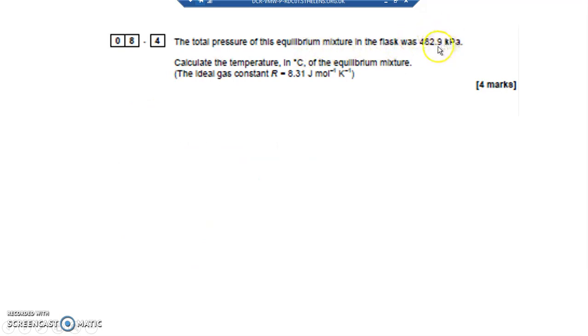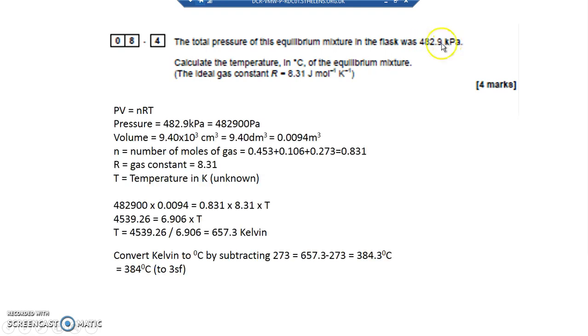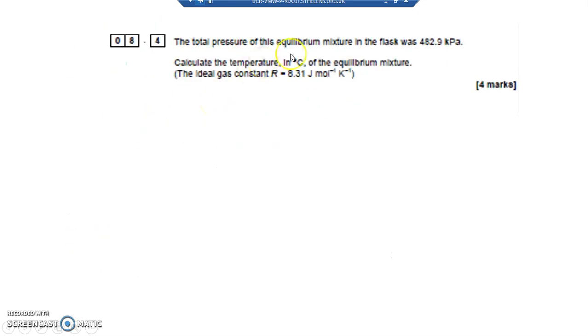Pressure here is in kilopascals. I want it in pascals. To turn a large unit into a smaller unit, I multiply by 1,000. So 482.9 kilopascals into a smaller unit of pascals, multiply by 1,000. So the pressure is 482,900 once I've multiplied it by 1,000 to get into pascals. So pressure's in pascals. One of my bigger problems is now that I've got to get volume.